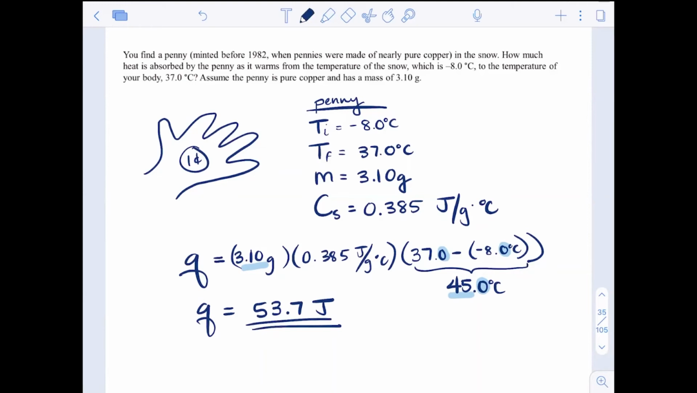Now, positive, what does that mean? Heat is entering the penny. Heat is being absorbed by the penny. That's how its temperature is increasing.